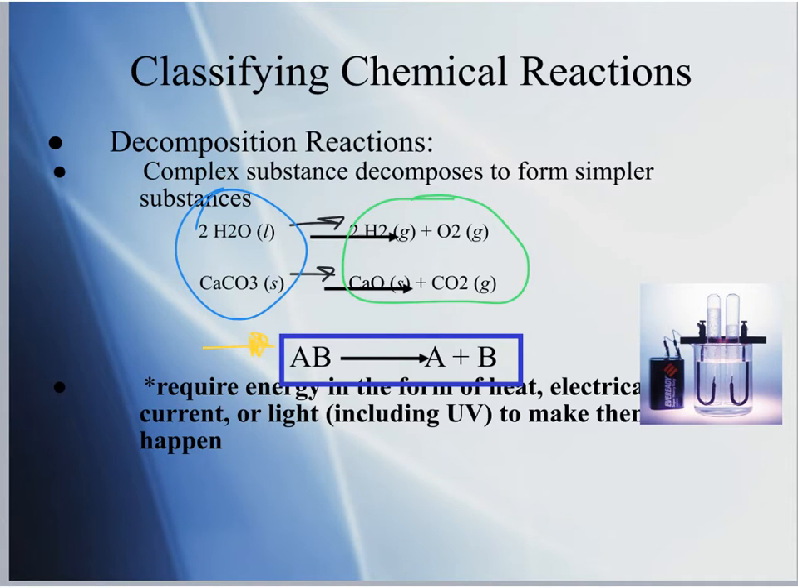Typically, decomposition reactions are going to require energy in the form of heat or electrical current or light to make them happen. So we need to add energy in order to break apart the atoms and the molecules to start with. A lot of times these decomposition reactions require some kind of energy source to get them going. So they're not typically spontaneous reactions.